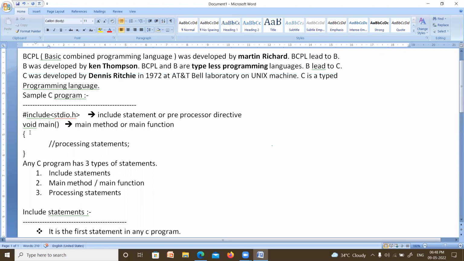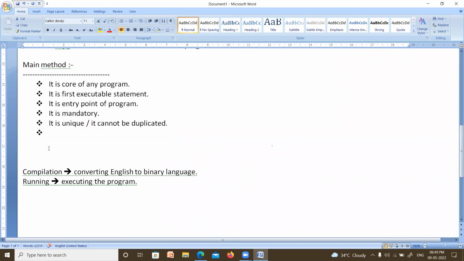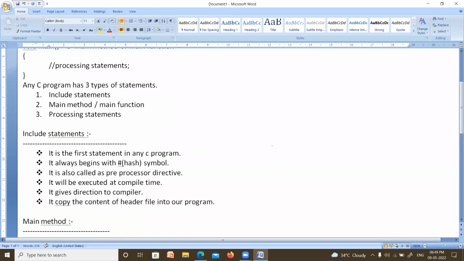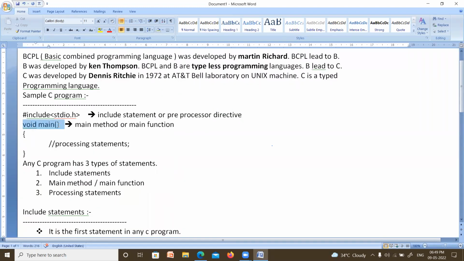The body inside the main method, whatever you are writing here, is called the body of the main method. It should be written by you, so it is called a user defined function. It is not a predefined function. It is in your hand how you want to define it and whatever statements you want to write. So it is purely a user defined function.